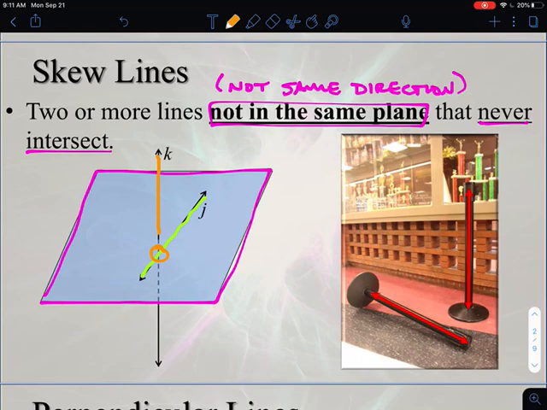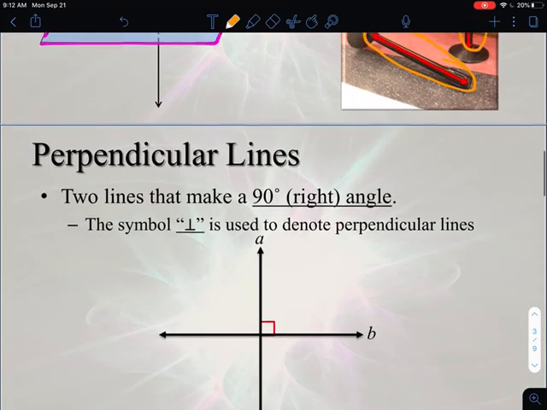Another way of looking at this would be off to the right here. We see this bar here going in this direction, and then the second bar over here going this direction. If we were to extend those lines, those two lines in red are never going to touch each other. One's going straight up and down over by the wall, the other one's going kind of diagonal along the floor there. So skew lines go two completely different directions, never touch.